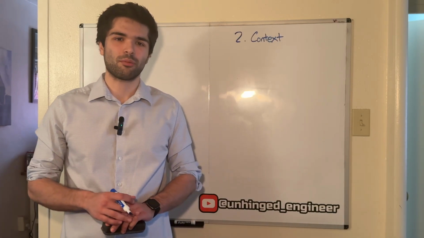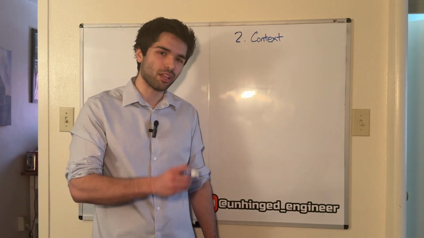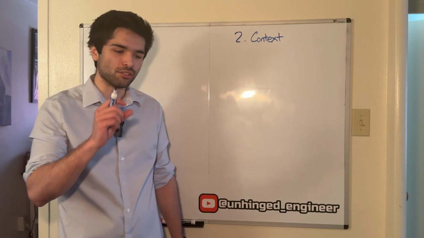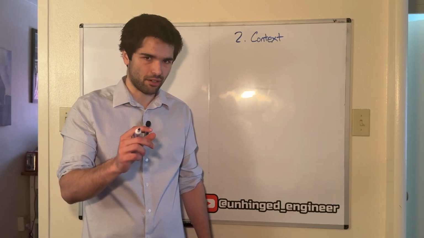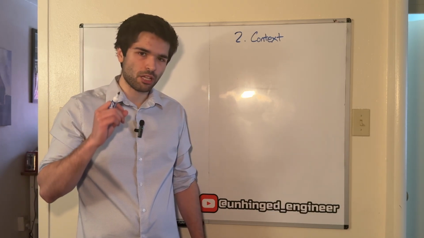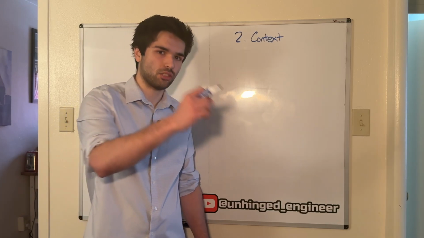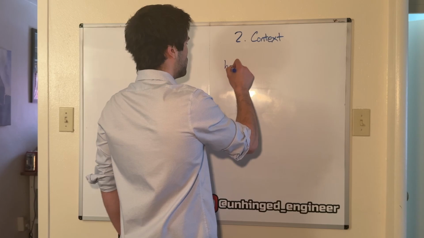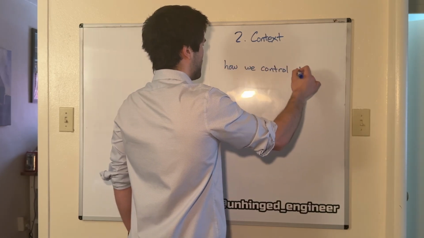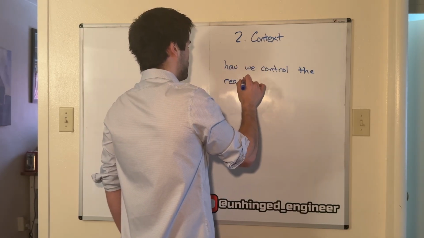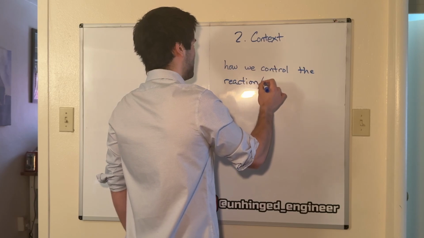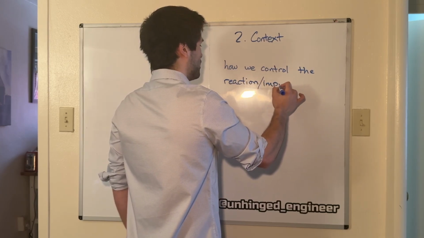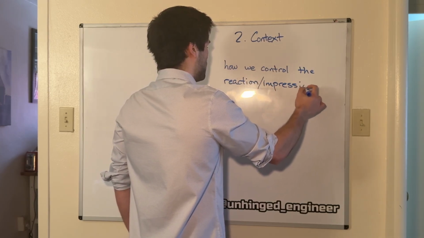Okay, the next thing I want to talk about here is context, which is closely related to our audience, but there's a subtle differentiation I want to make here, okay? The audience is the people that we're presenting our content to. The context is how we control the reaction or impression that people have. Now, obviously, we don't have total control, right? We're not Professor Xavier from X-Men.